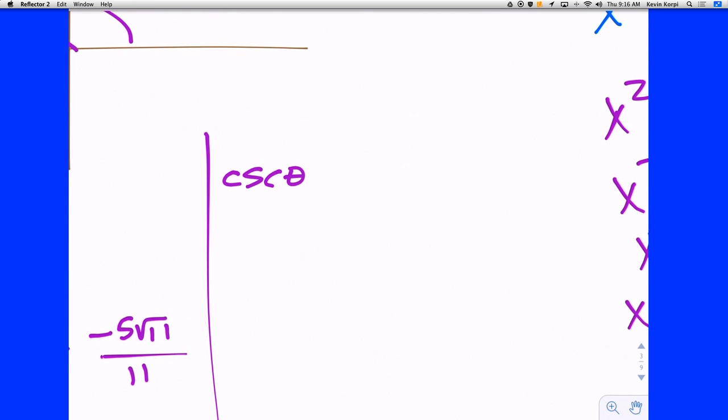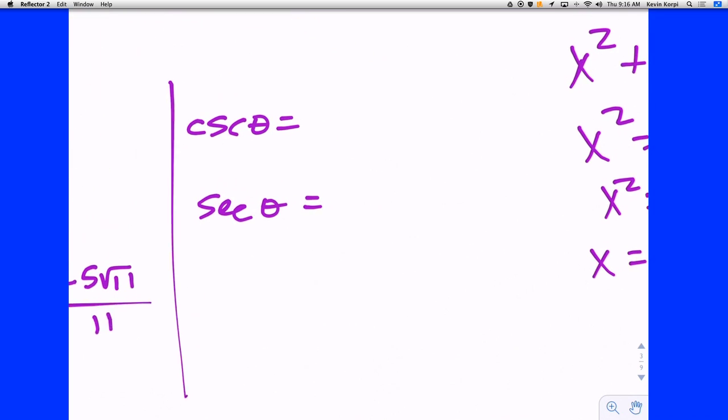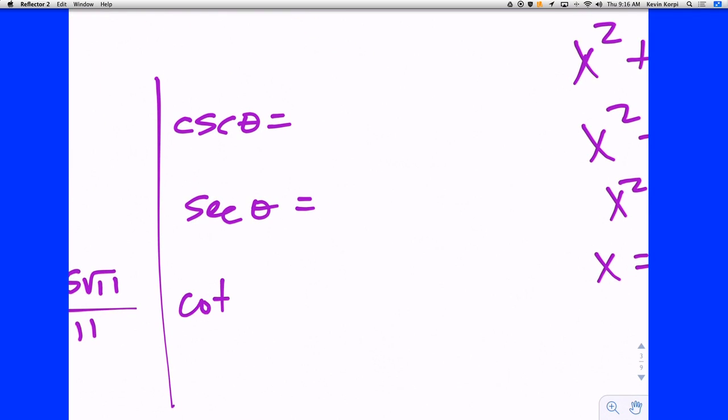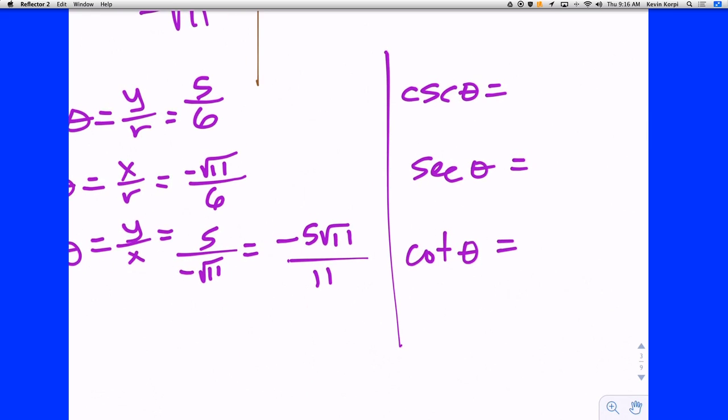Cosecant. Good one. I like your sense of humor. The reciprocal of cosine? Secant. There you go. Remember, the cos don't goes. And the reciprocal of tangent is? Cotangent.